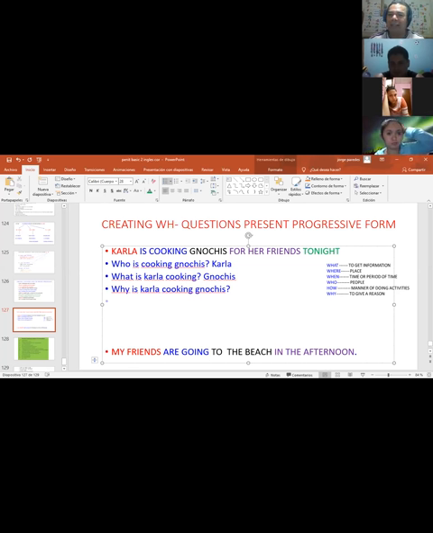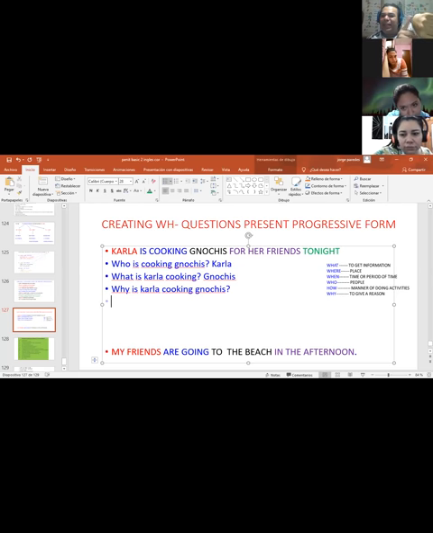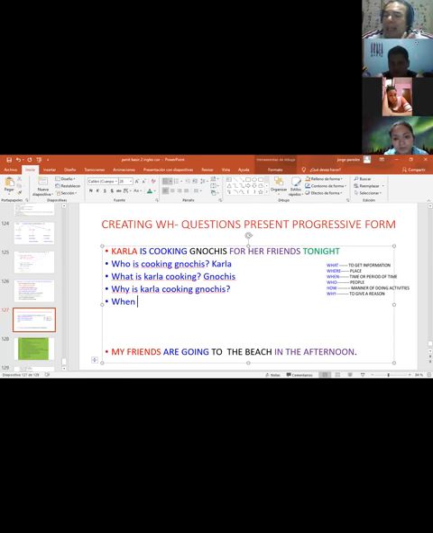When. ¿Cuál sería? When. Porque es un periodo de tiempo. In the morning, in the afternoon, at night, or tonight. Okay, like that. ¿Cuál sería? When. Y la regla dice, si la pregunta número dos está correcta, todo lo demás se baja. So, when? Cooking. Okay, y ahí se cierra la pregunta. ¿Cuándo está Carla cocinando los ñoquis?